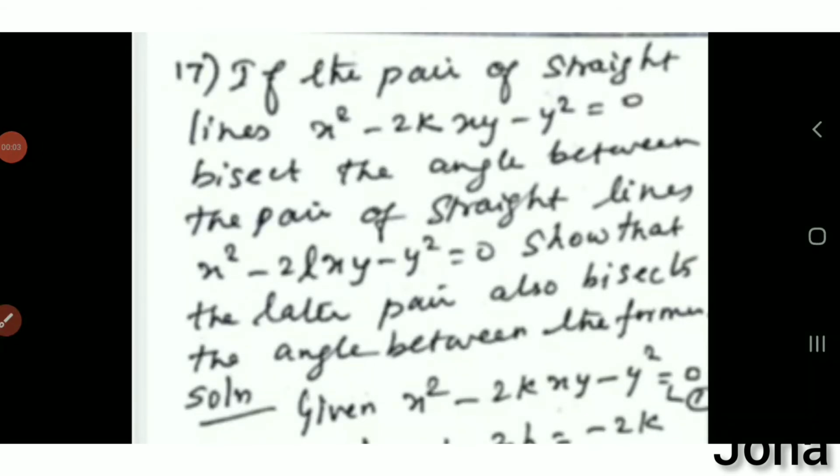17th sum. If the pair of straight lines x square minus 2kxy minus y square equal to 0 bisect the angle between the pair of straight lines x square minus 2lxy minus y square equal to 0, show that the latter pair also bisects the angle between the former. The pair of straight lines is given here. That is the first question.